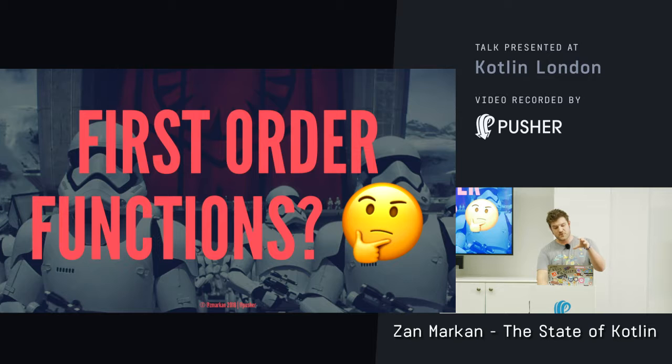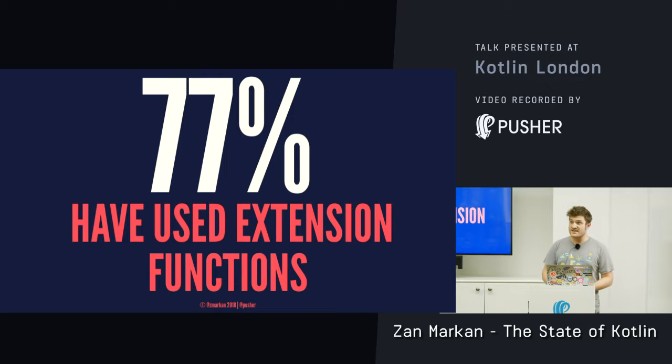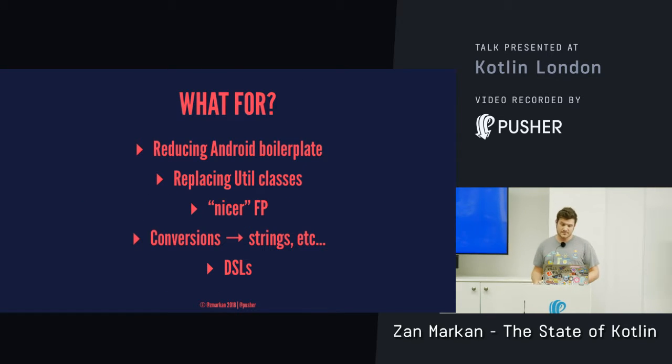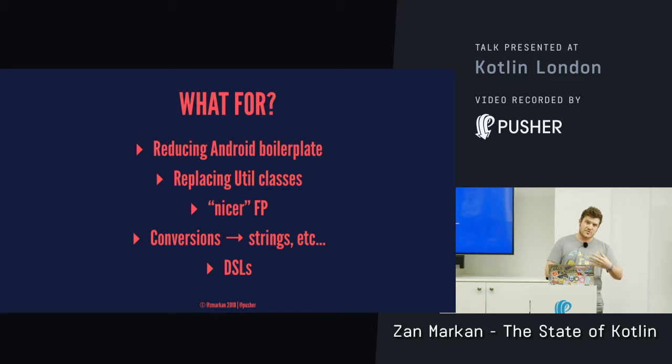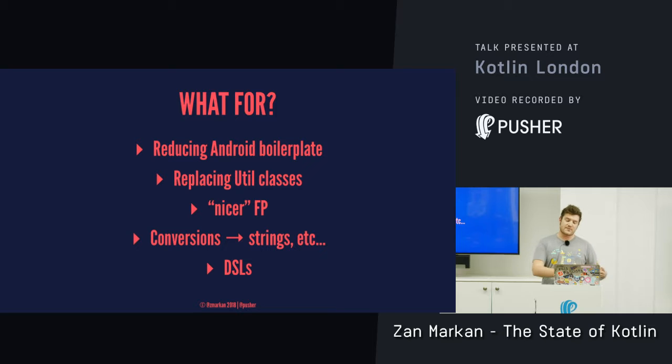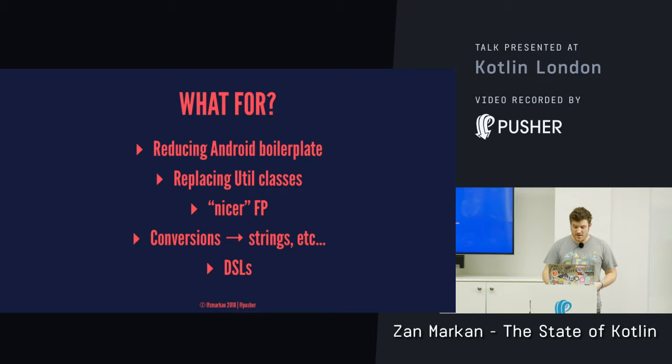So yeah, if we look at the breakdown of different features of Kotlin, 77% said that they've used extension functions. With extensions you can easily add what would otherwise have to be static utility classes, static utility methods in Java, to existing classes. They're used to reduce Android boilerplate. They're used to replace utility classes, as I just mentioned. A lot of people mention conversions, so strings, objects, things they get from APIs, they can just convert them, and DSLs.